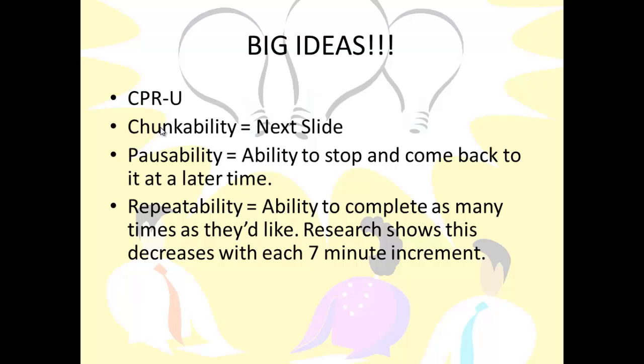And research shows that their likelihood of doing this is going to decrease with every 7 minutes of increments. So if your chunk is 7 minutes long, they're extremely likely to complete it. If it's 14 minutes long, they're likely to complete it. If it's 21 minutes long, they become less likely to do it. If it's 28 minutes long, you're more than likely not going to have them complete that chunk. So you want your chunks to be nice and short, and we'll talk about that on the next slide.